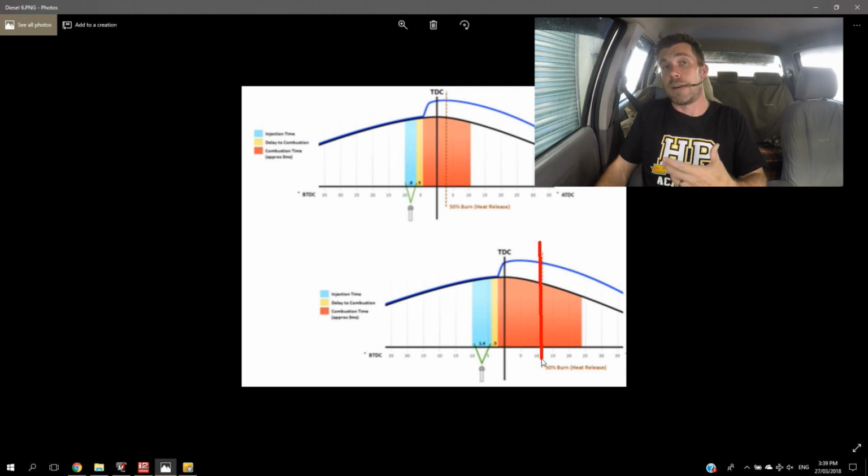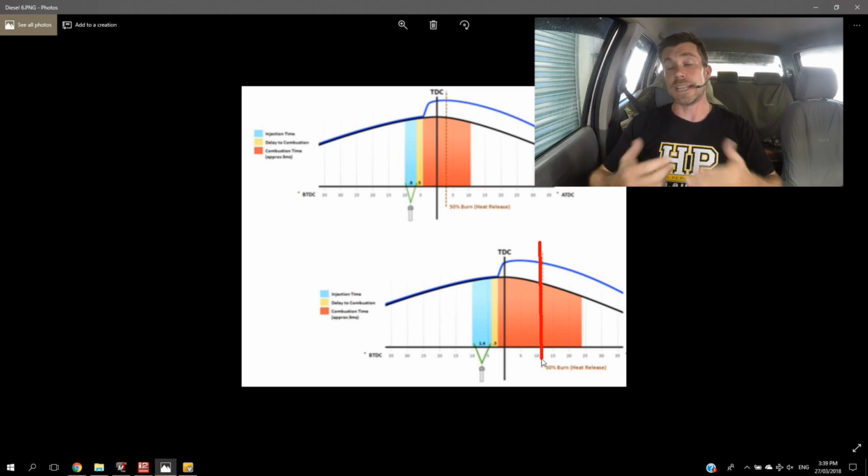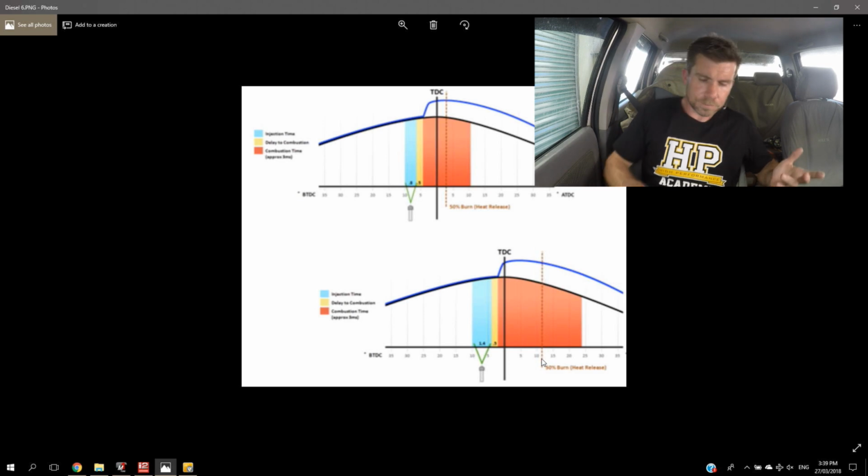50% burn, our half burn or heat release, is occurring later in the engine cycle, and this is why we see the exhaust gas temperature increase as a result of this. What we're seeing is the combustion process continuing much later into the engine cycle, and we're seeing the result of this in our exhaust gas temperature.